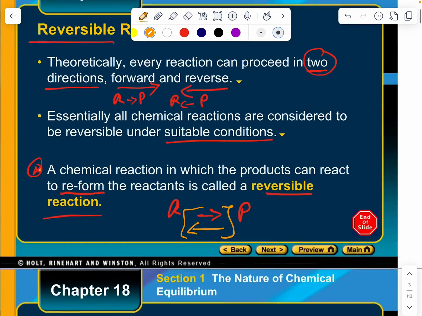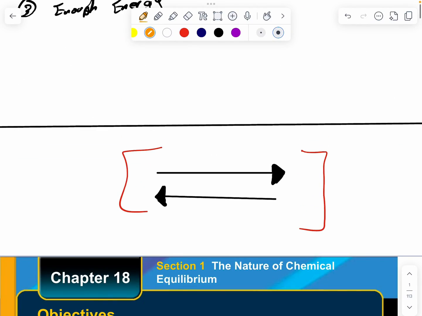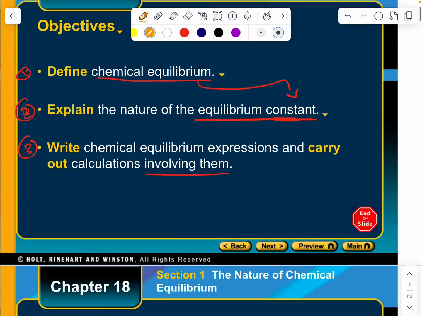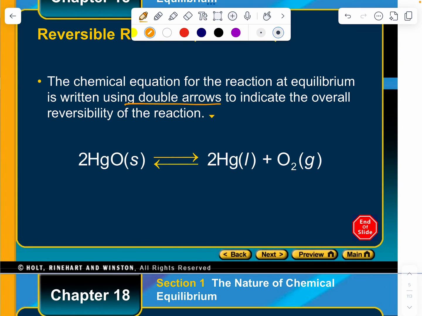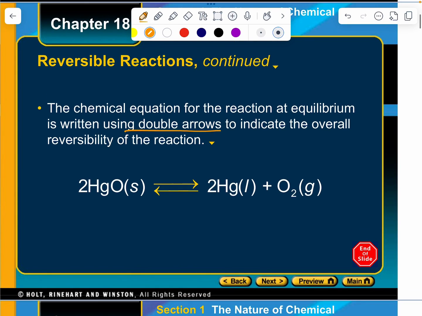The chemical equation for any reaction at equilibrium is written using double arrows. Well, that's what we start with. We start with double arrows. These double arrows mean that we're going to have equilibrium, and this reaction is a reversible reaction. For any reversible reaction, we have a state of equilibrium. Directly when we have double arrows, we have an equilibrium and a reversible reaction.